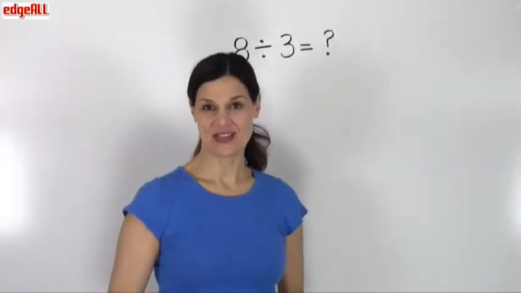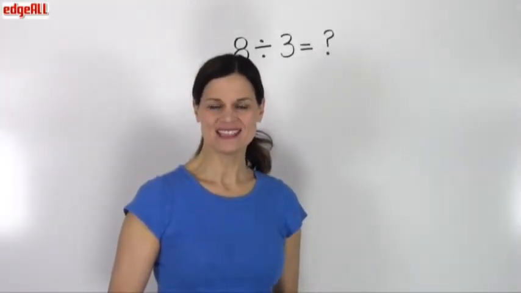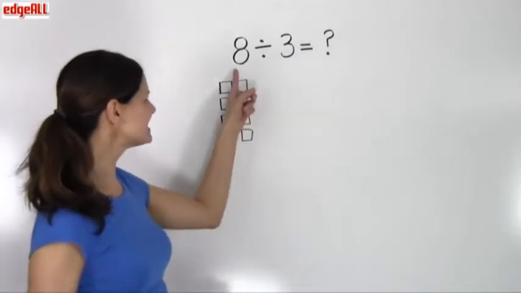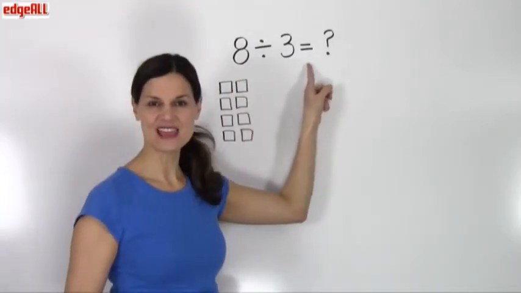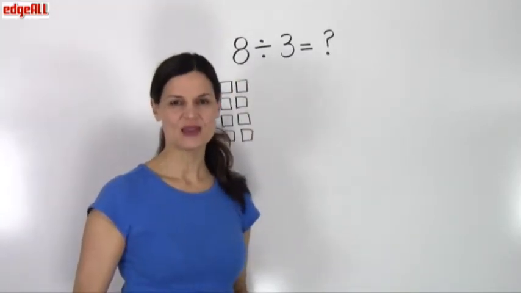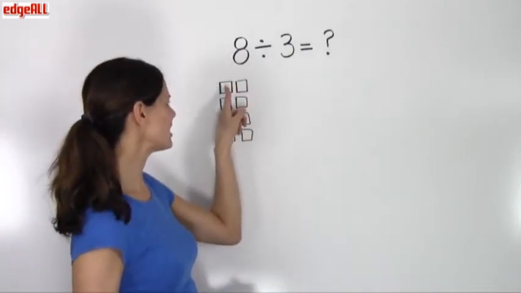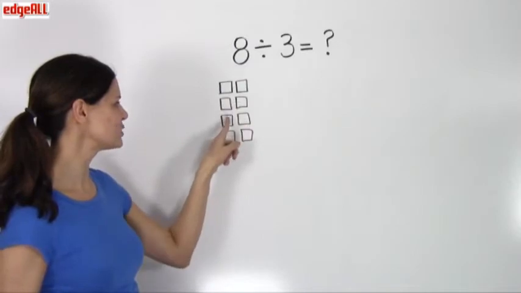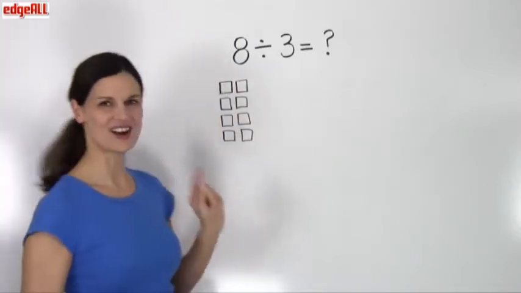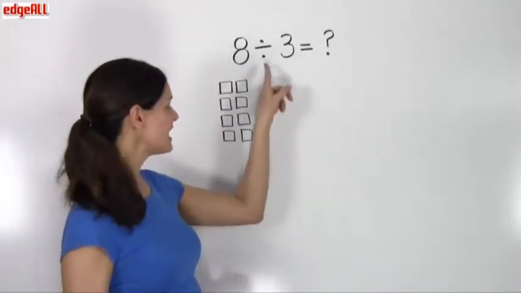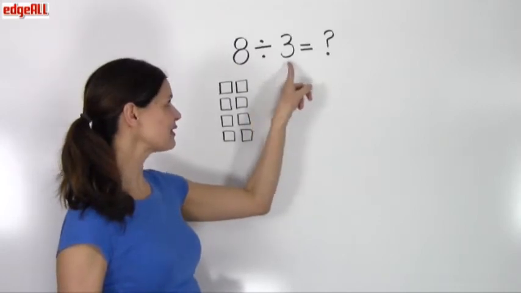Let's look at another division problem. In this problem, we have 8 divided by 3 equals what number? So we have a total number of 8 objects that we're starting with. So I drew 8 little squares here to represent our 8. And then we're dividing 8 by 3.